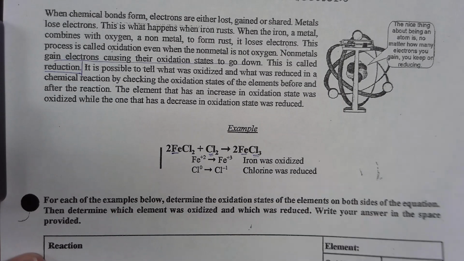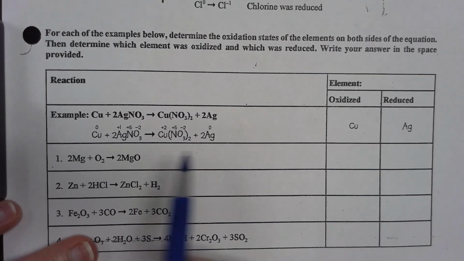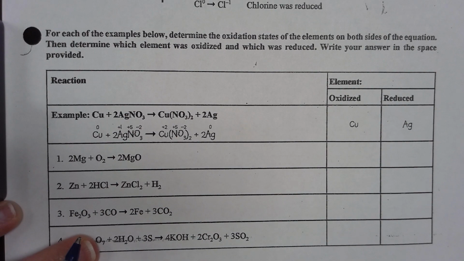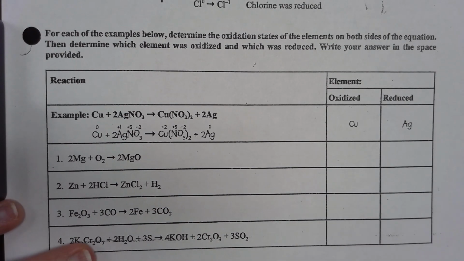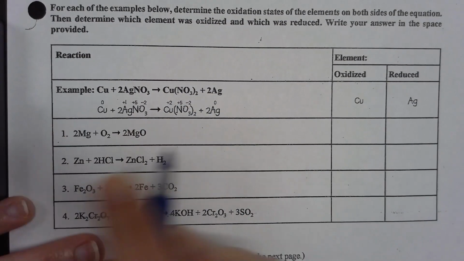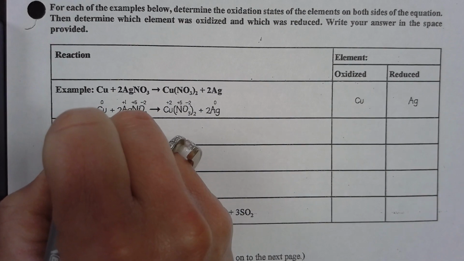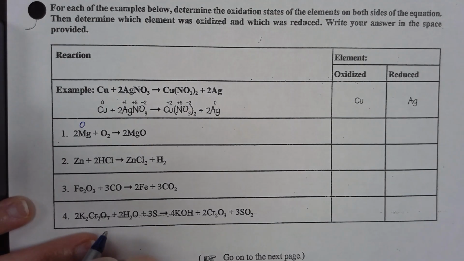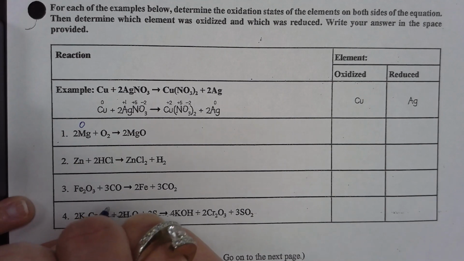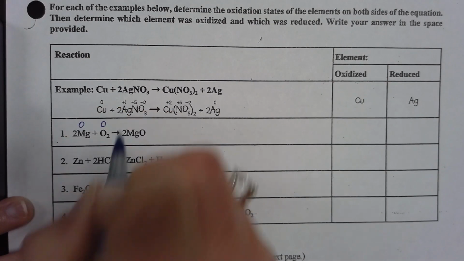We'll then go through some examples. And your first one's done for you. You'll notice that here's your main example, and then they went through and found the oxidation state for everything. That's what we're going to do as well. Now, if you remember from a previous lesson, magnesium, when it's all by itself, not bonded to anything, has an oxidation state of 0. Any free element has a 0. Oxygen, once again, free element, not bonded to anything, is 0.